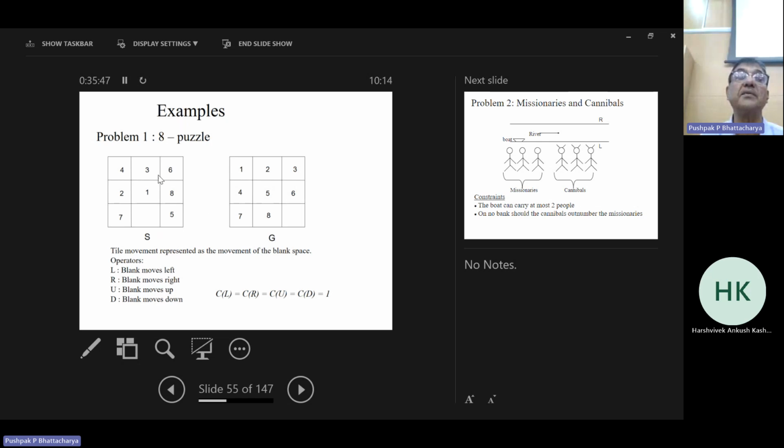The state space is the collection of all these matrix configurations. How many possible states are there in this search space? How many? 9 factorial. And the number of operators is 4. We want to find out the least cost path. So this is a clearly defined problem.